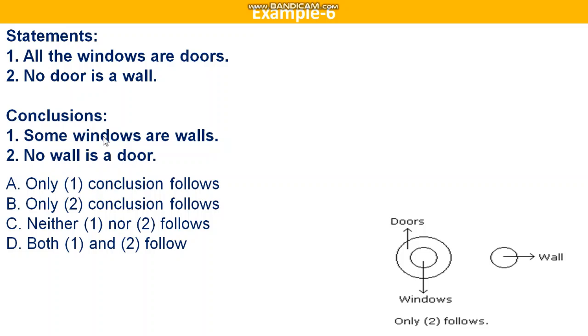Number 1, some windows are walls. That is not true. There is no intersection between the window circle and the wall circle. So conclusion number 1 is false. Number 2, no wall is a door. That is true. There is no relation between door and wall, and here it is said that no wall is a door. That is true. So only conclusion number 2 follows.